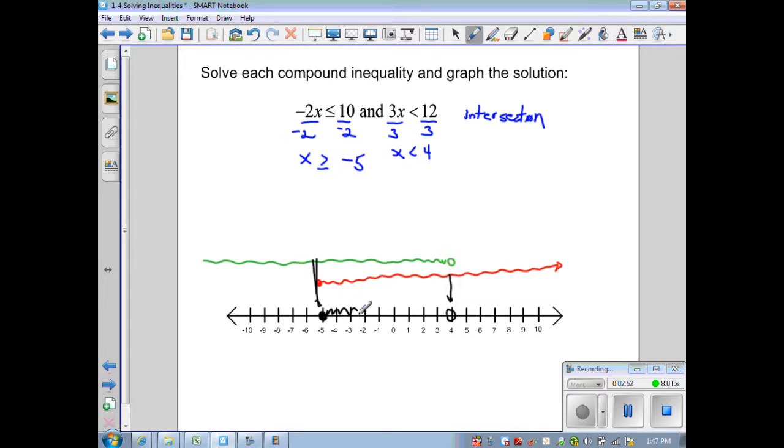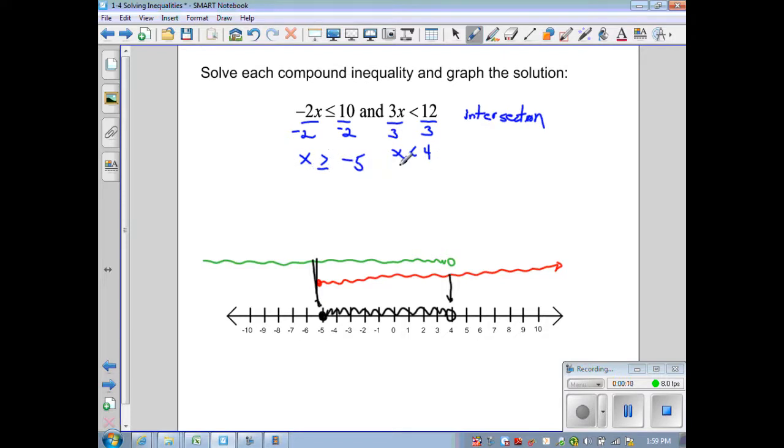And then I would shade in between those points because that is the intersection of the x values that are shared between both quantities. So my true solution is the graphing with a closed point at negative 5, the open point at 4, and all shading in between. Also, after we graph the solution, we can write an intersection a little bit differently.